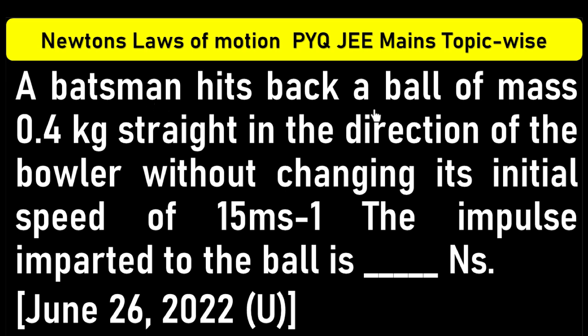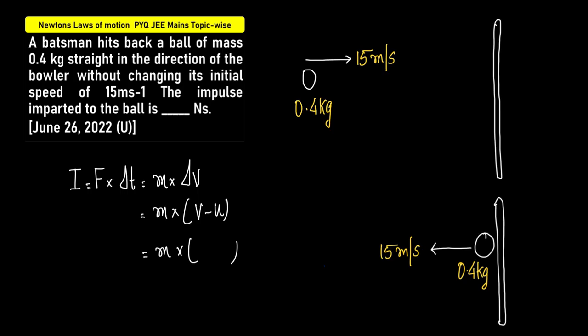A batsman hits back a ball of mass 0.4 kilograms straight in the direction of the bowler without changing his initial speed of 15 meter per second. The impulse imparted to the ball. Okay, so the moment we see impulse, we can directly say that the formula to be used is I is equal to F delta t, which is equal to m delta v.